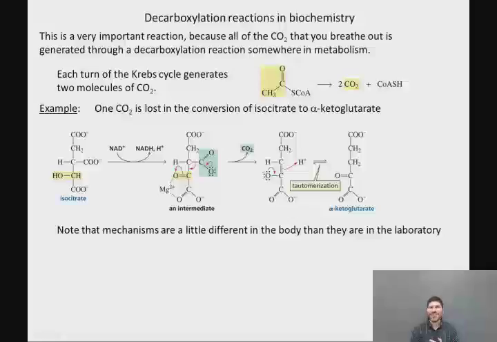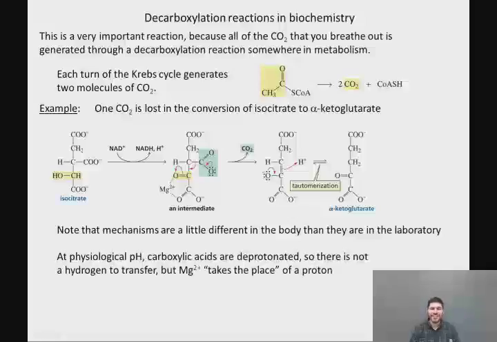We have to be working at physiological pH. And that becomes important because at physiological pH, carboxylic acids are deprotonated. Carboxylic acids have a pKa between 4 and 5. At pH 7.4, the pH is above the pKa. So based on the Henderson-Hasselbalch equation, they will exist primarily in the anionic state.